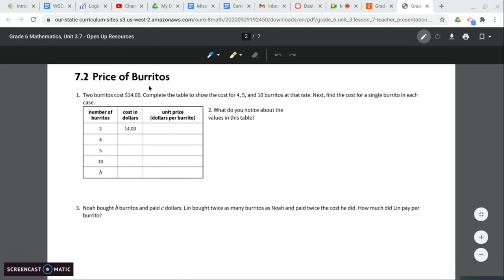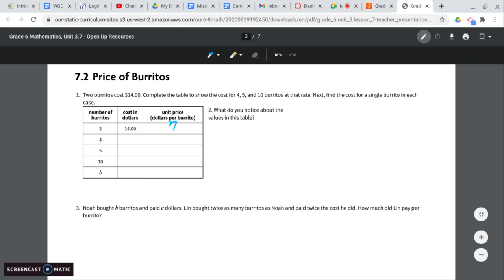So what we're looking at here is the price of burritos. 2 burritos cost $14. Complete the table to show the cost for 4, 5, and 10 burritos at that rate. Next, find the cost for a single burrito in each case. So it tells us that 2 burritos cost $14. So what's our unit rate? How much is it going to cost for the one burrito? Well, that would be $7.